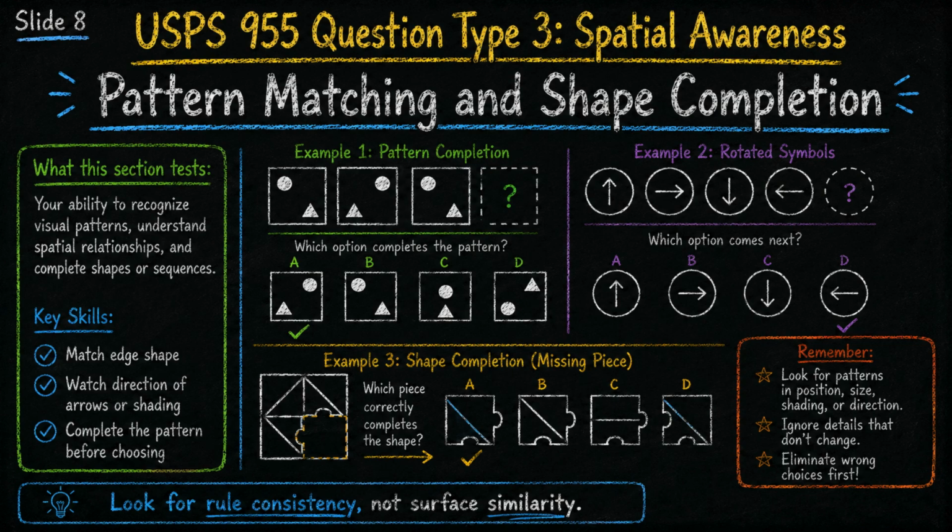Is a shape moving clockwise? Is a symbol alternating? Is shading rotating? Is the same object flipping? Is one part being added or removed?